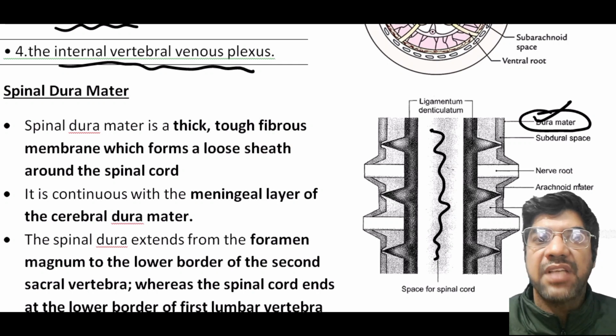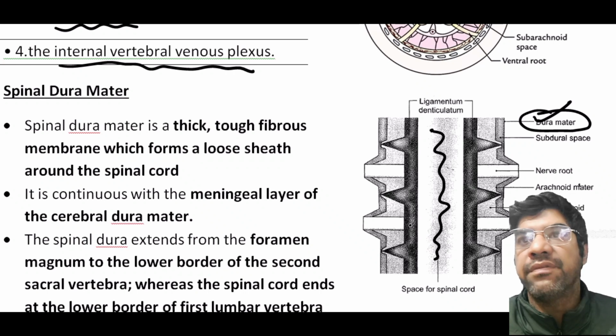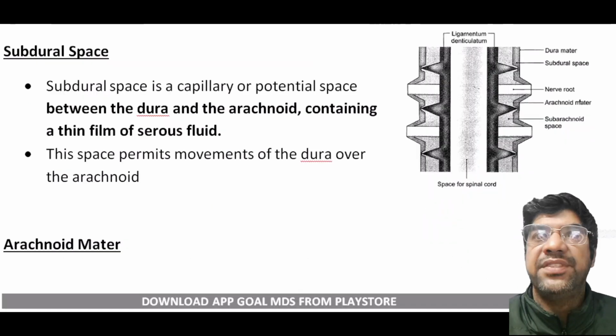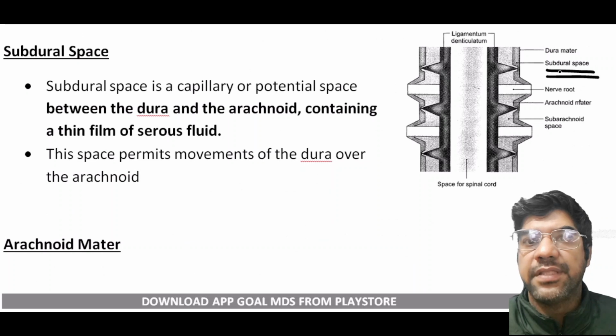Now remember, what is the extent of the spinal dura mater? It lies from the foramen magnum to the lower border of the second sacral vertebra. Beneath the dura mater, you will see the subdural space.